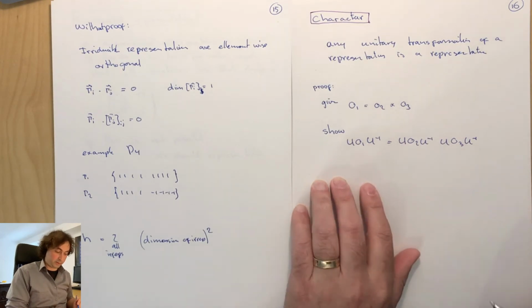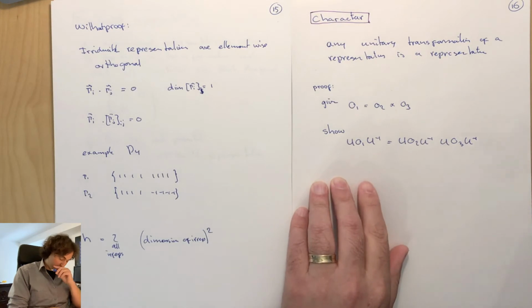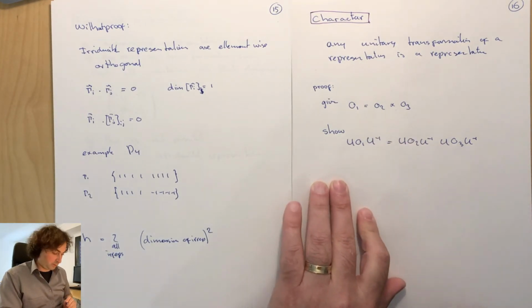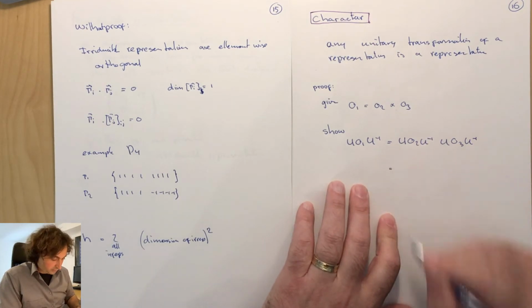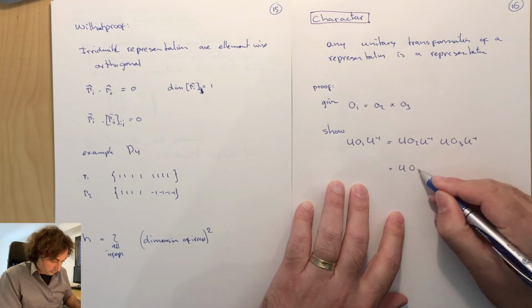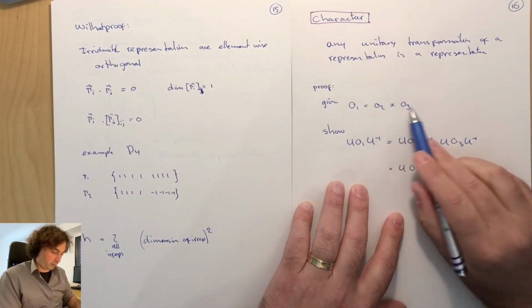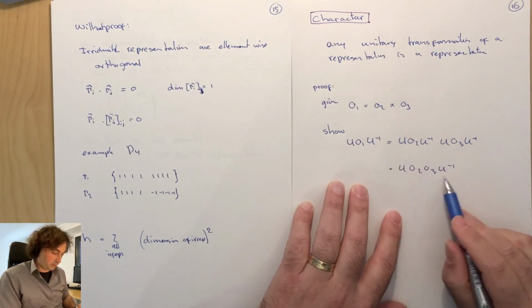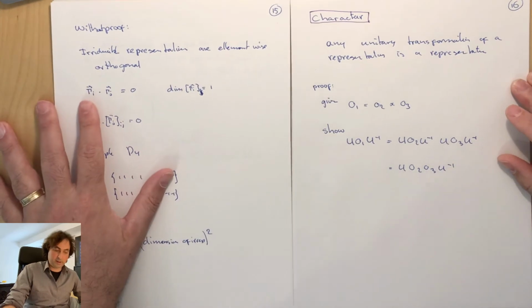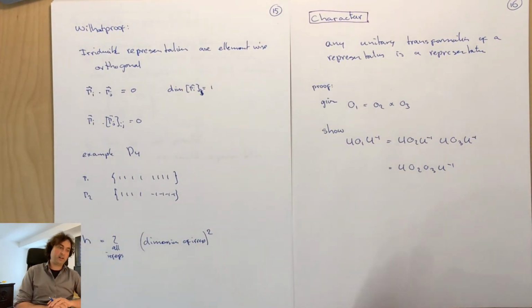We now make a unitary transformation of all our matrices, U O1 U^-1, and this then gives you the same relations, and indeed here you find U O2 O3 U^-1, and O2 times O3 is O1, so this is definitely the same. So indeed, any unitary transformation of your representation yields a valid representation.